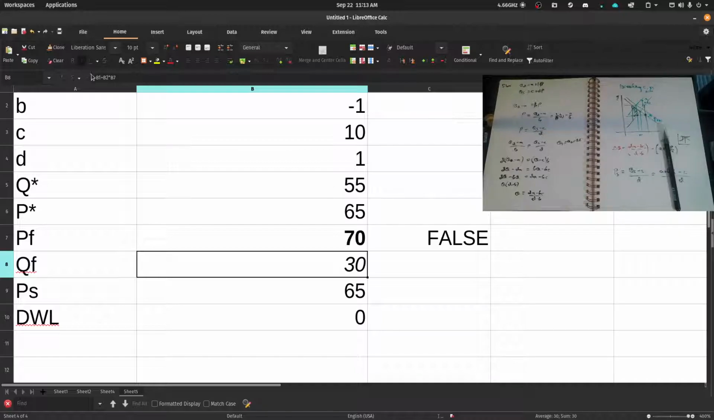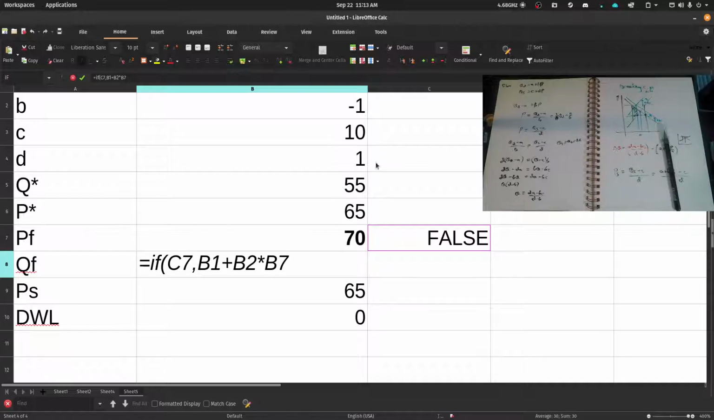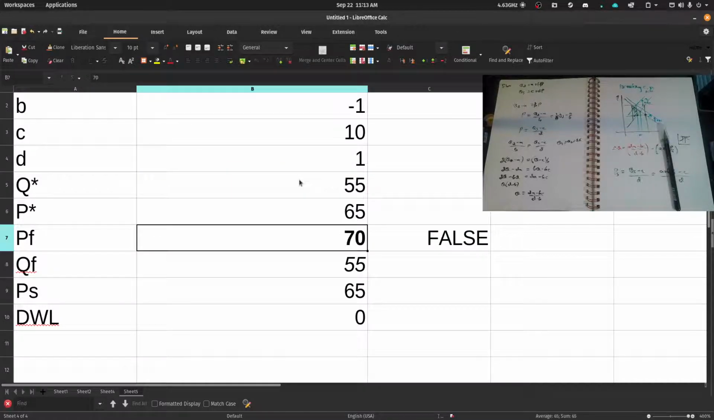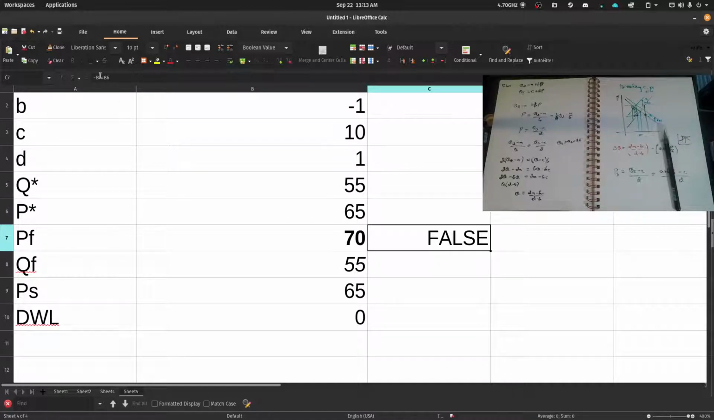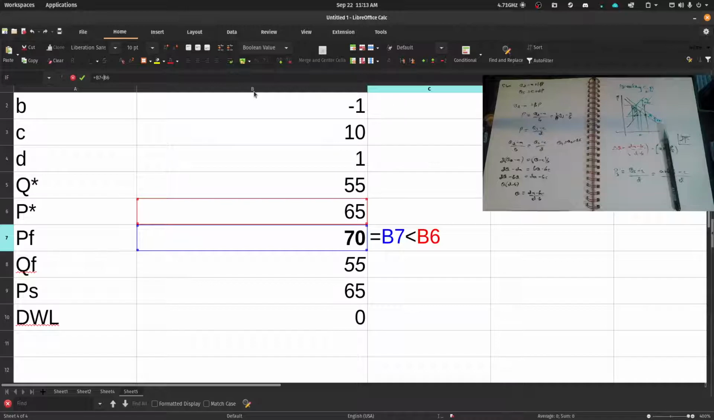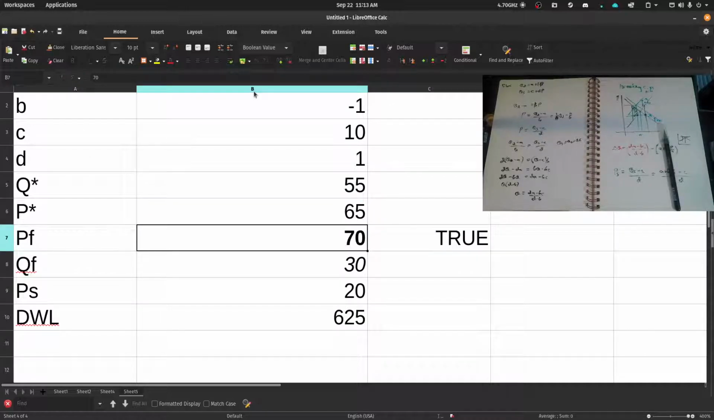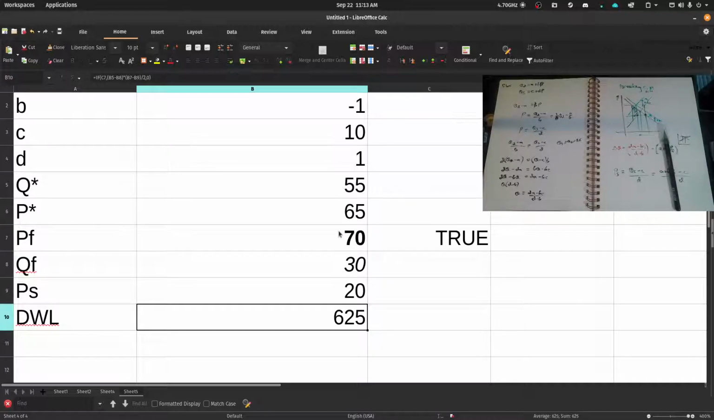Otherwise, we will just have the equilibrium price. And then equals, if we have a binding price floor, then our quantity given that price floor will be what we calculated before. Otherwise, it will be the equilibrium quantity. And so now we can throw things in like, say, well, if we have a price floor of 70 relative to, oh, did I get this wrong? This should be our price floor is greater than our equilibrium price. So here we have a binding price floor, and the result is we get 625 of deadweight loss.